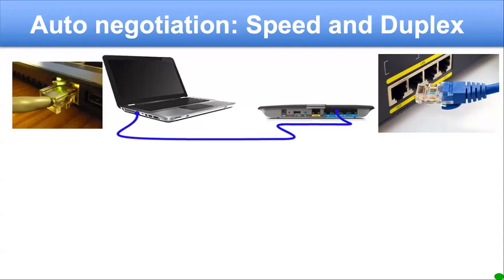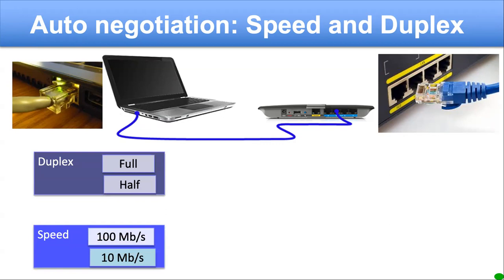In this video, we're going to talk about auto negotiation, speed, and duplex. So we have a laptop on the left, which is connected with an Ethernet cable from its Ethernet NIC card to an Ethernet switch, which happens to be in a home router. The NIC card on our laptop can operate in full and half duplex. Also bandwidth 10 megabits per second and 100 megabits per second.